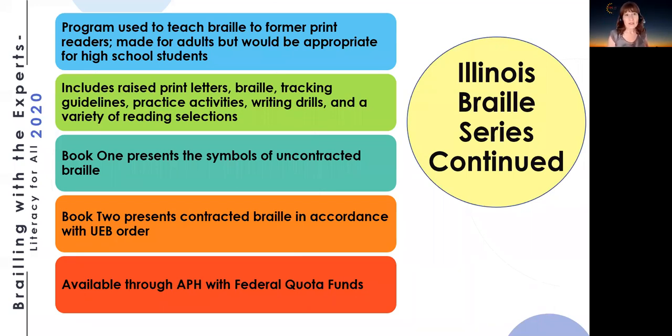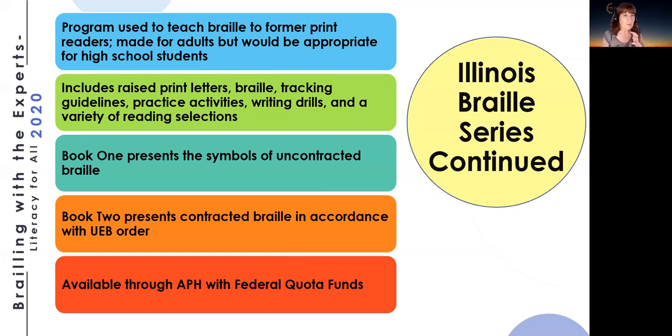It is a program that's used to teach Braille, once again, to students that used to be print readers. It was made specifically for adults, so it would be appropriate for high school students, probably not younger than that. It includes raised printed letters, Braille, tracking guides, practice activities, writing drills, and a variety of reading selections that would be motivational to that age group.